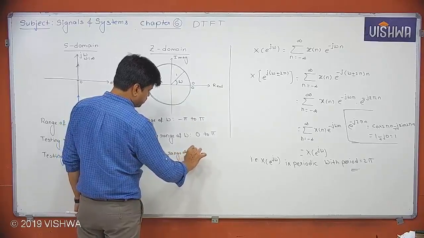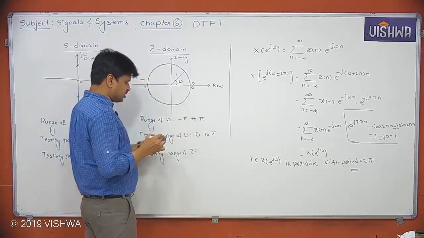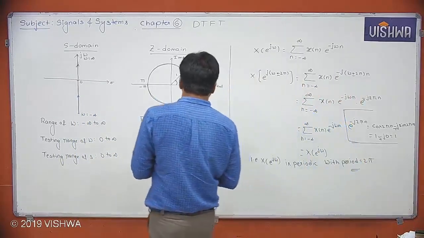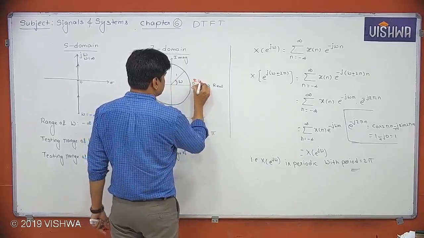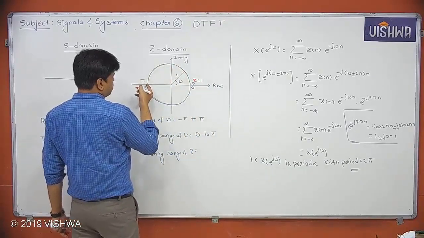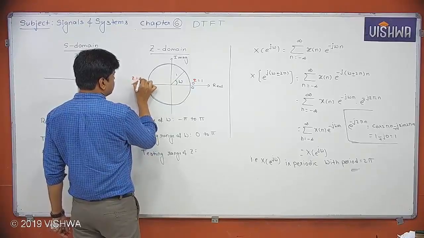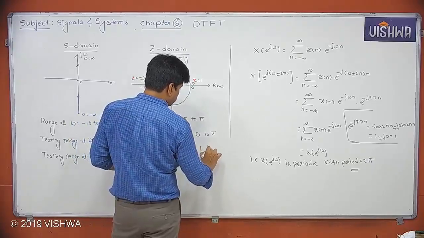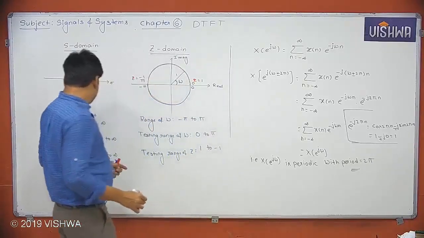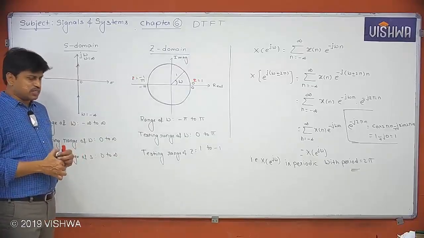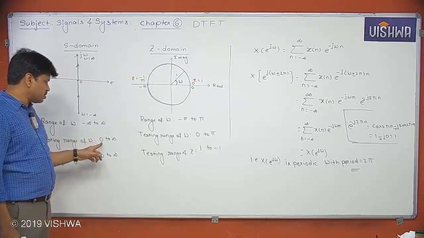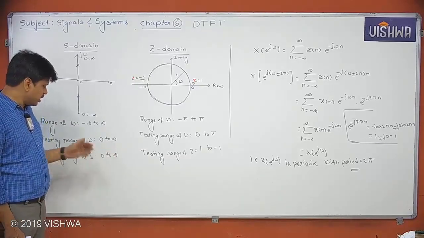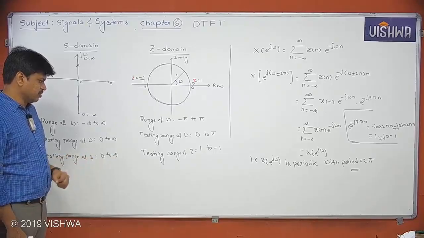Testing range of Z. At omega equal to 0, Z is equal to 1. At omega equal to pi, Z is equal to minus 1. This is very, very important: 1 to minus 1. Testing range means that if I want to test a signal or system, I can call omega equal to 0 a low frequency and omega equal to infinity a high frequency, or in S also we can say low frequency and high frequency.